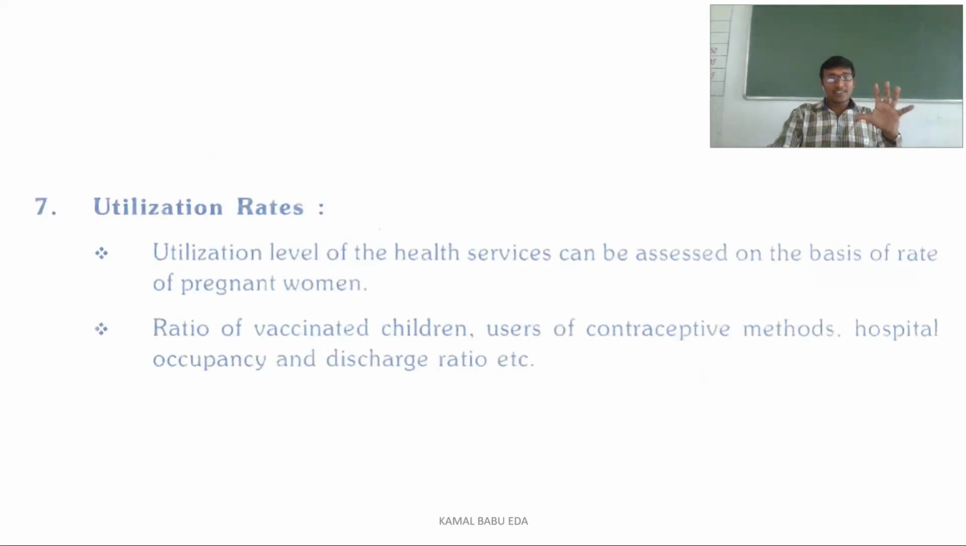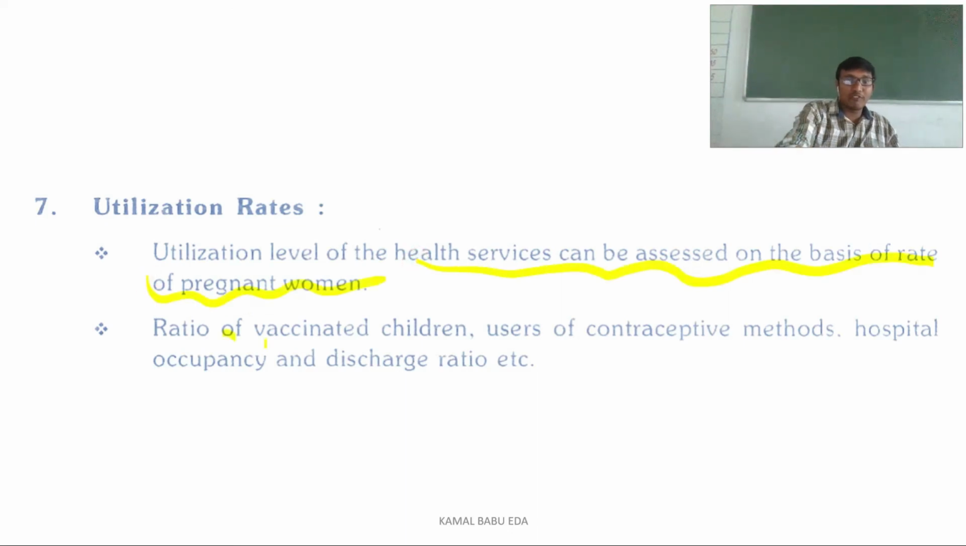And coming to the utilization rate. So here in utilization rate, mainly they will see the level of services that were utilized by the community person. So here utilization level of health services can be assessed on the basis of rate of pregnant women, ratio of vaccinated children, using contraceptive measures, hospital occupancy and discharge ratio. How many number of births were occurring, how many people are getting hospitalized, how many people are having institutional deliveries, and how many people are having home deliveries. Institutional deliveries means the deliveries that were conducted in the hospital setting. What is the vaccination rate? So all these things will come under this utilization rate.